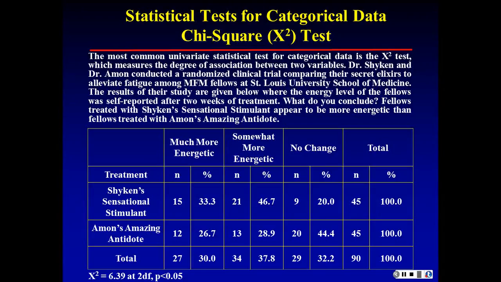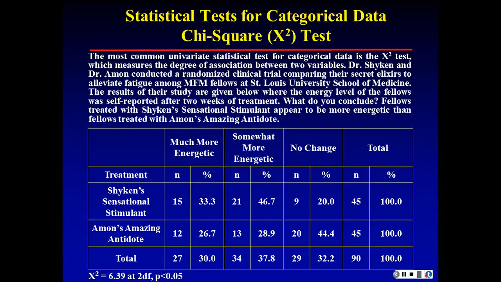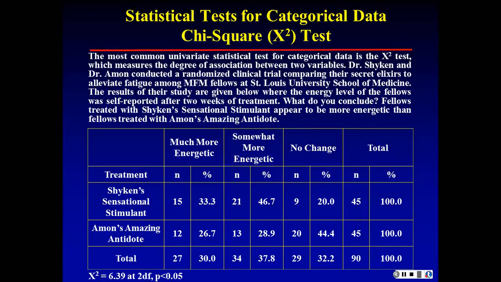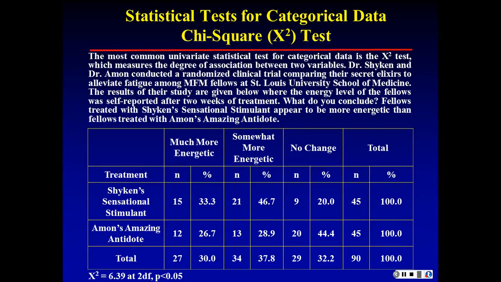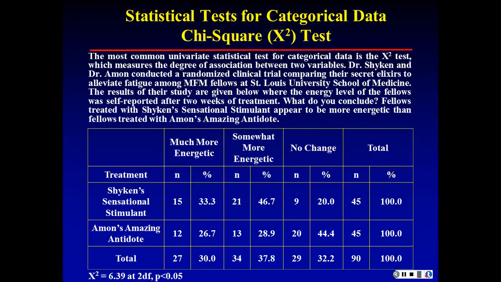All right, in the somewhat more energetic column, which group has the higher percentage? All right, Dr. Ramon, 44.4% of his fellows really didn't report any change, so the overall effect is what? Here is the chi-squared. It's significant, which means what? More stimulating. All right, there is a significant difference in energy level between the 2 groups, and apparently fellows taking Scheiken's sensational stimulant are more energetic than Ramon's amazing antidote.